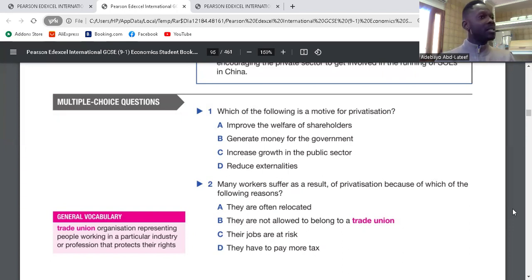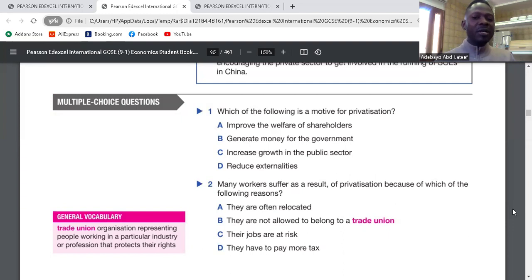Generate money for government. Listen, your interpretation of the question is the problem here. What is the reason why government wants to privatize? That is the question. Which of the following is a motive? What is the reason for privatization? Privatization comes as a result of government making decisions to sell off. So one of the reasons why government would want to sell is to generate revenue. Yes or no? Money for the government. So it's B. Is it clear now?